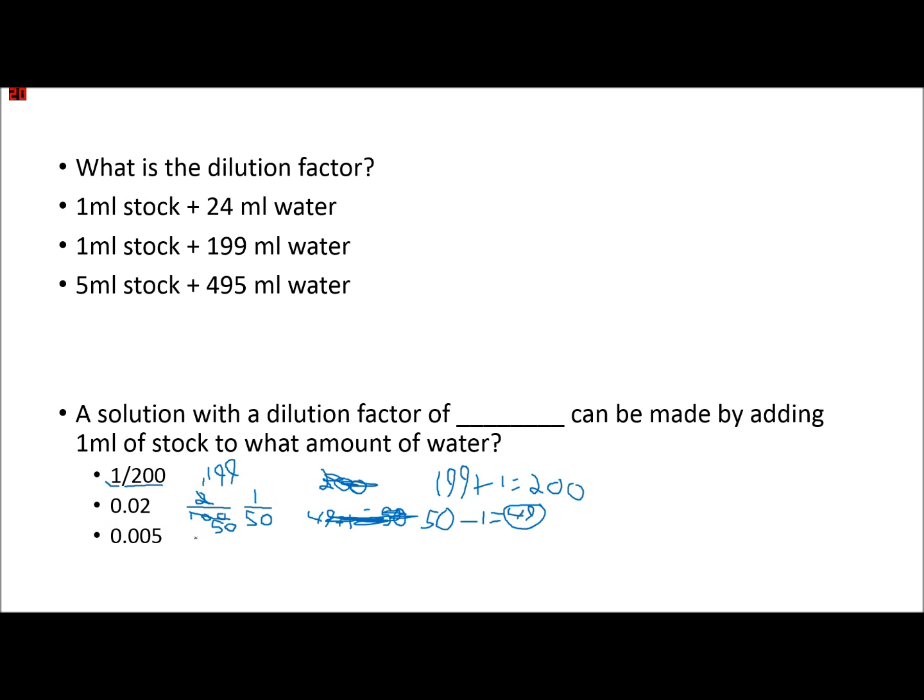Okay, and we treat this one just like the above. This is 5 in 1,000. And this can be reduced to 1 in 200. And then this is just the exact same as up here. So we think we have 200 total, and we added 1 milliliter. So 1 milliliter of that 200 milliliters is stock. So we take that out to get what the water was, which is 199.